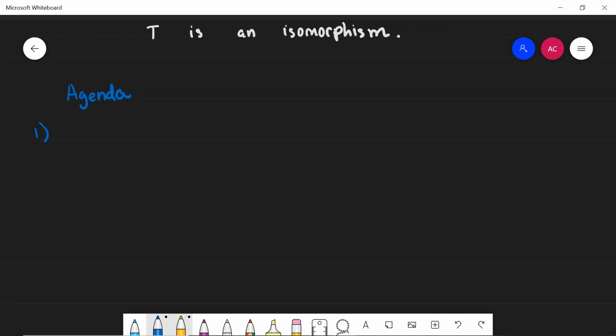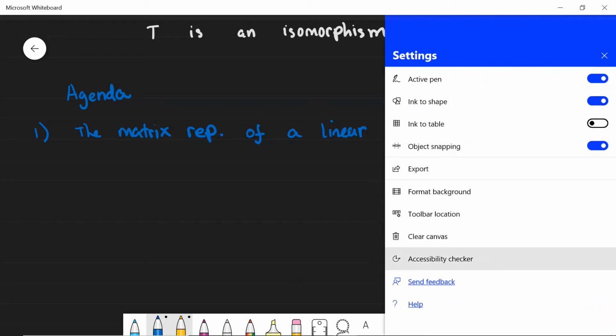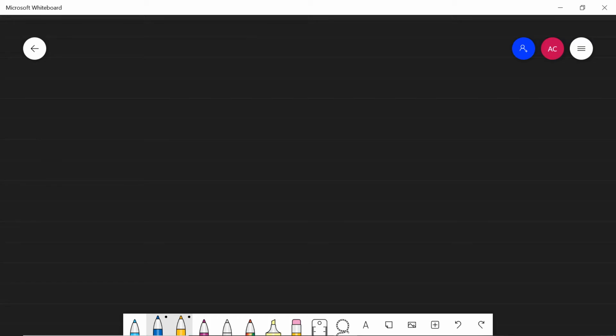The matrix representation of a linear map. All right, so let's go ahead and get started here. We're going to learn by example. We're just going to jump right in.